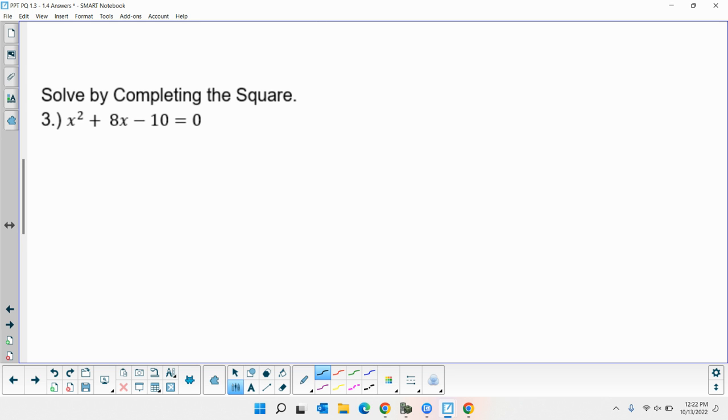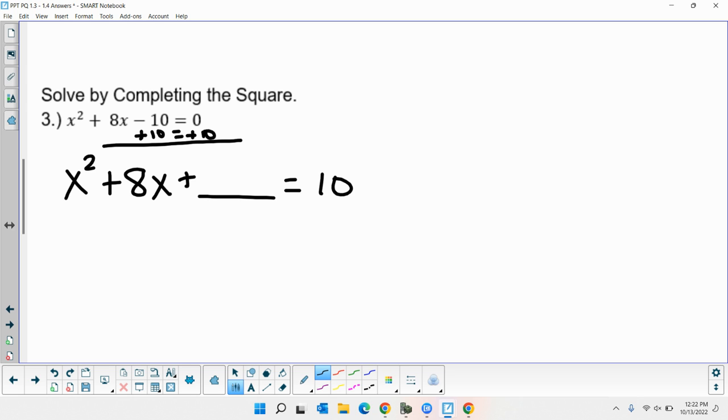Okay? Again, this method means the A and the B part are on the left, and then you put plus blank equals, and then the C part you put on the right. So what happens to this negative 10? It becomes positive 10 because to move it, I got to add it, right?